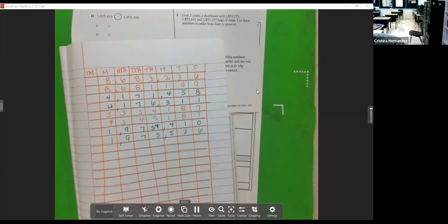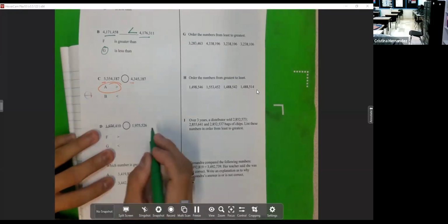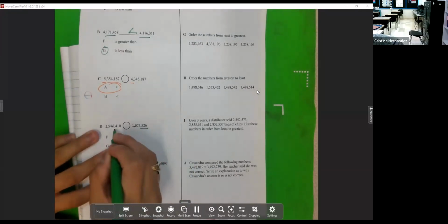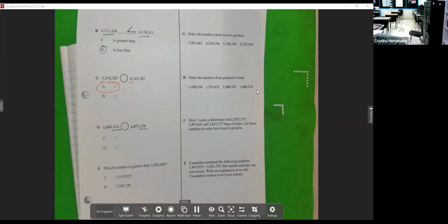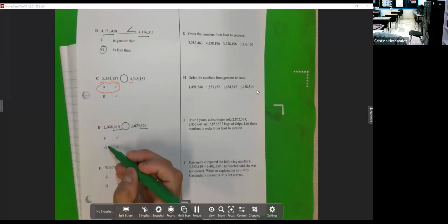Y'all agree it's less than? I think it was F. Did I get it right, Mr. Hernandez? Somebody say F. So it's matching all the way to here. So we need to look at 500 and 400. I thought we were doing E. Yeah. First number is lesser than the second number.